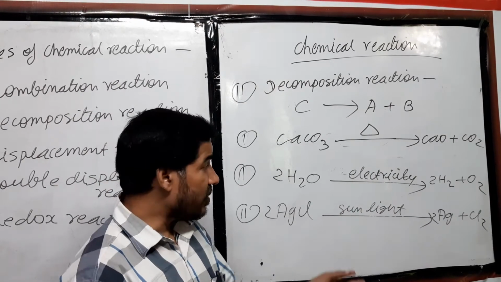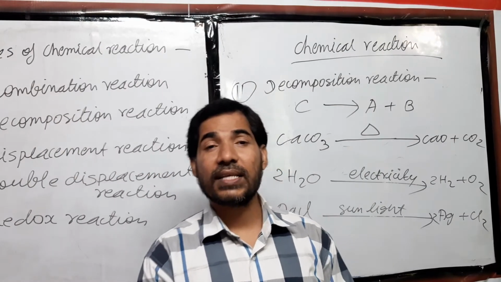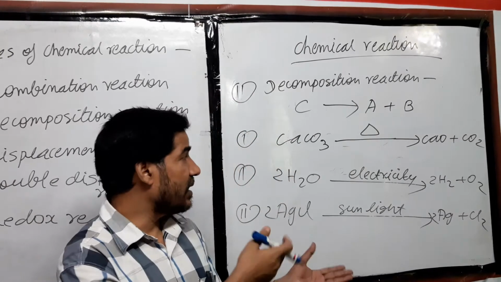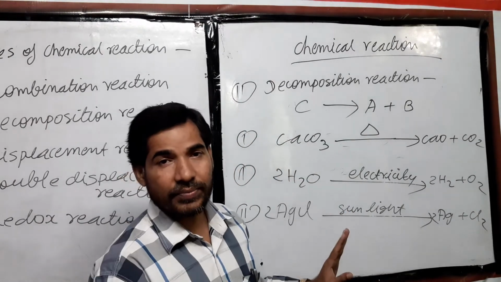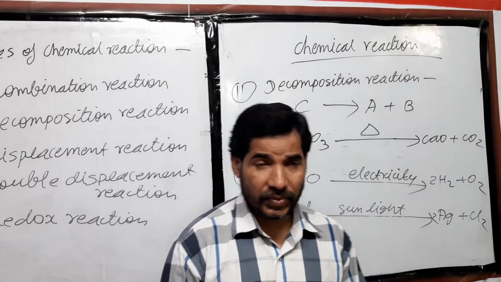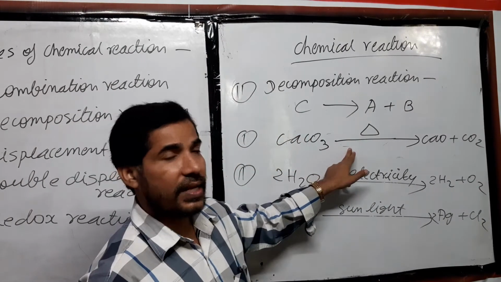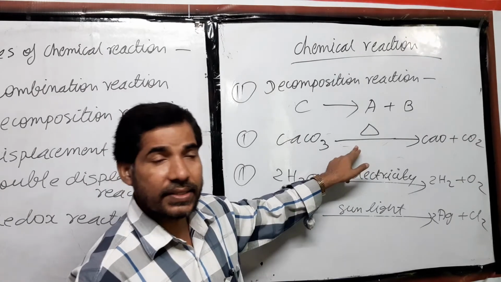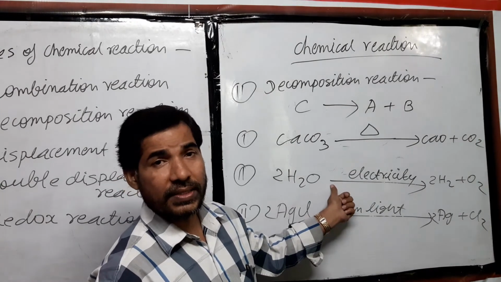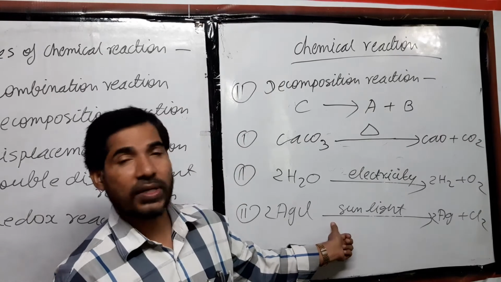But I have given here three different types of decomposition reaction. It means decomposition reaction is of three types, and for that I have already given you different examples. So now we will discuss what the different types of decomposition reaction are. Decomposition reaction is of three types. First is called thermal decomposition reaction. It is the example of thermal decomposition reaction. Second is called electric decomposition reaction. It is the example of electric decomposition reaction. And third is called photo decomposition reaction, and it is the example of photo decomposition reaction.